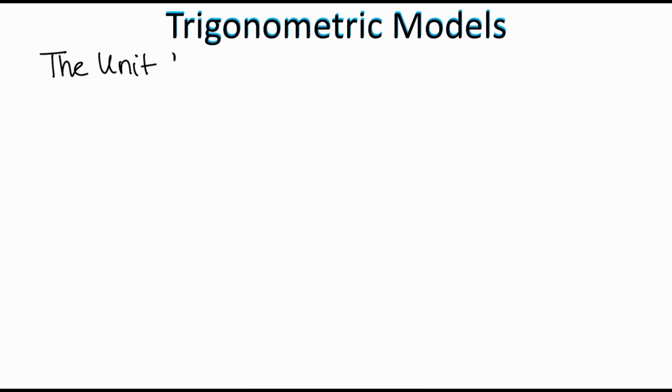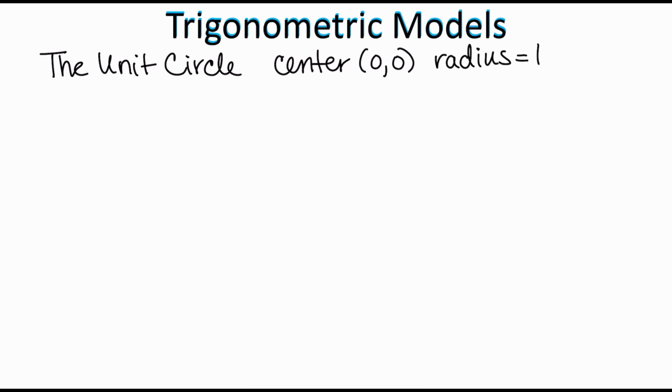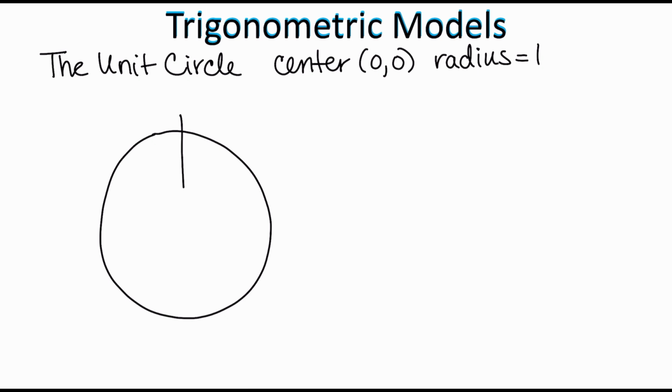The unit circle is a circle that is centered at the origin, so that means the point (0, 0), and it has a radius equal to 1. So right now I'm going to go ahead and draw a circle. I'm going to place it on a coordinate plane. And what I'm going to do is identify these 4 points that are on the circle right here.